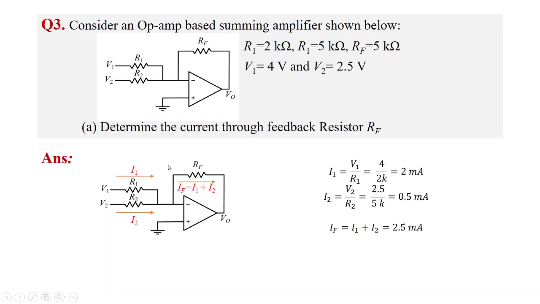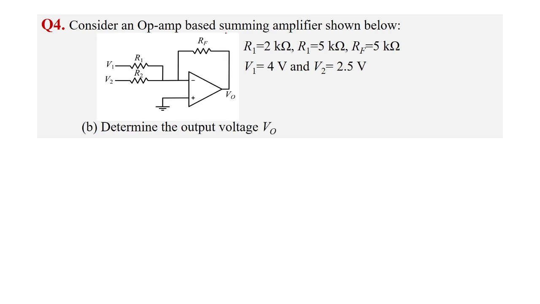We are dealing with the third question. The third question was a summing amplifier, with two voltages V1 and V2 given, and we needed to find the current through the feedback resistance, and we found IF equal to 2.5 milliampere. Coming to the next question, question 4: consider an op-amp based summing amplifier shown below. It is the same as the previous question, and we need to determine the output voltage V0.